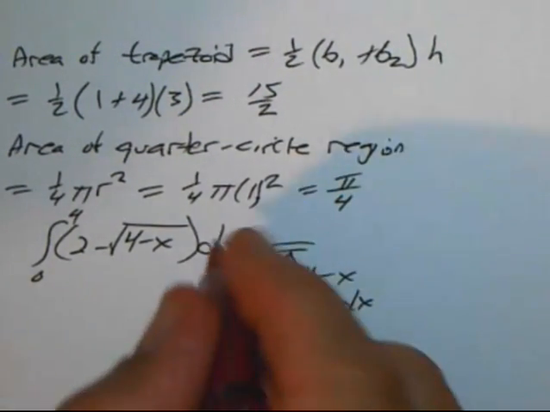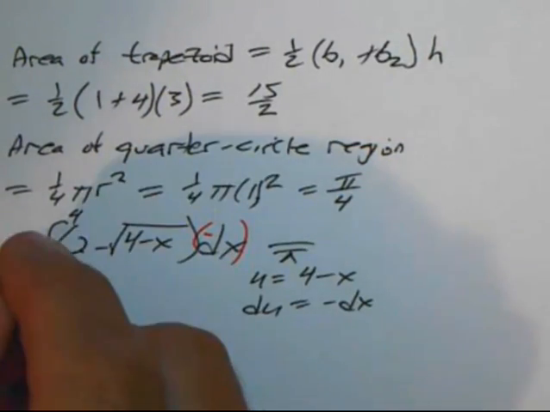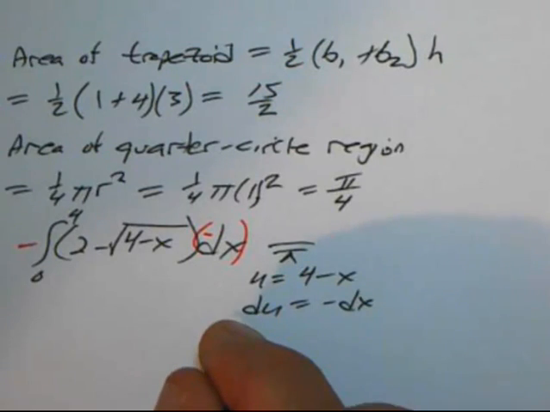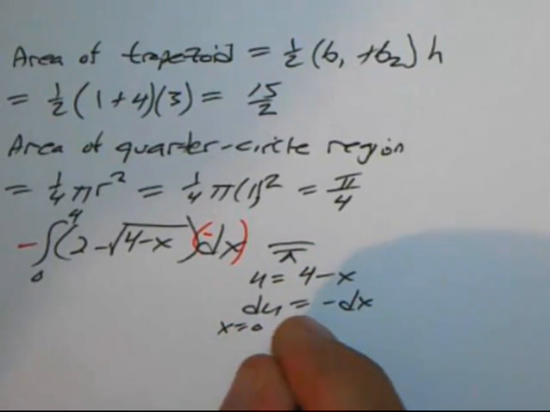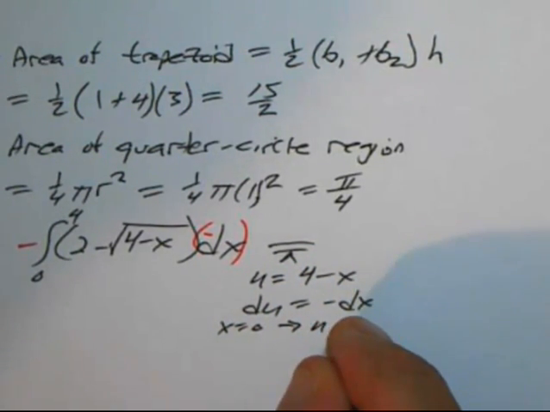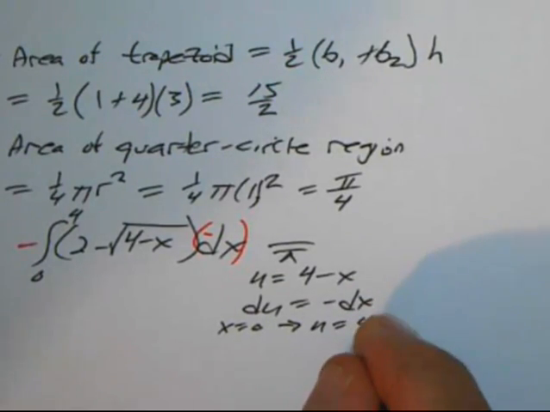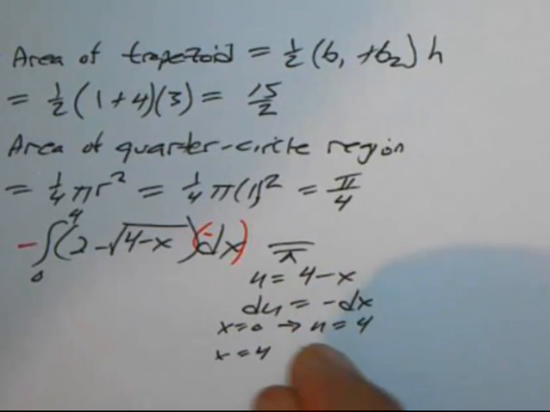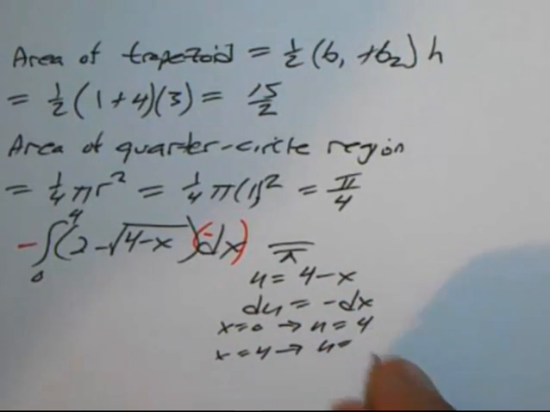Let's create a negative dx, compensate, putting a negative out there. Furthermore, we have that when x equals 0, that means that what happens to u? It'll be 4 minus 0, 4. When x equals 4, this means that u will equal 4 minus 4, or 0.